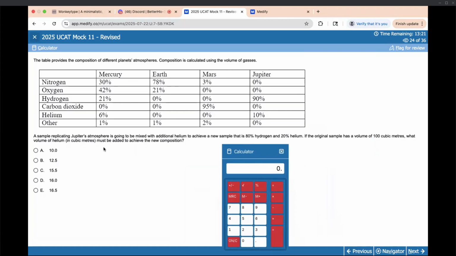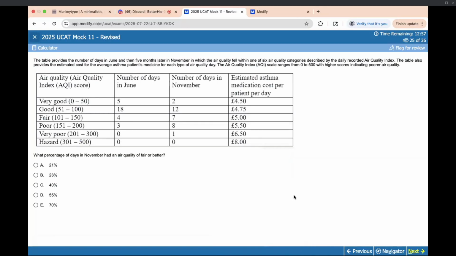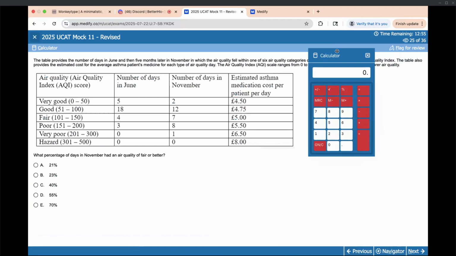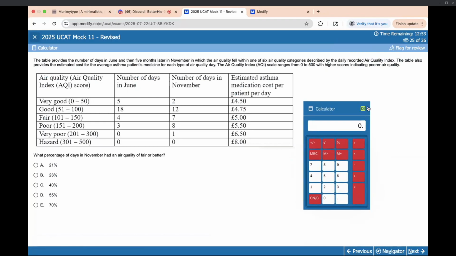So total volume would be 100 plus x, so 90 plus 100 plus x is 0.8. So it's 90 plus 80 plus 0.8x, so 0.8x is 90 minus 80. So it's 10 divided by 0.8. Once I did my algebra wrong, bro. I feel like I got that wrong. That's okay.